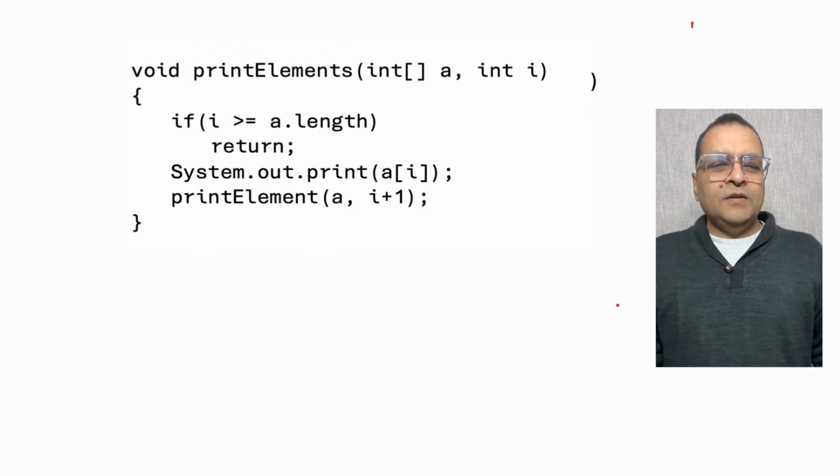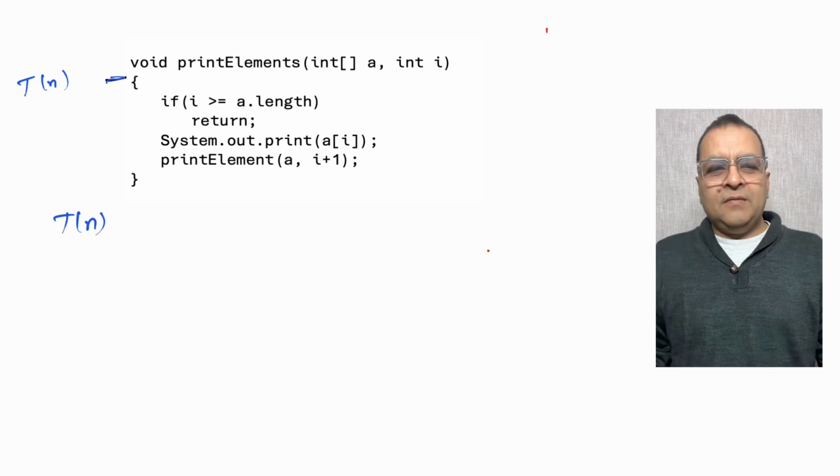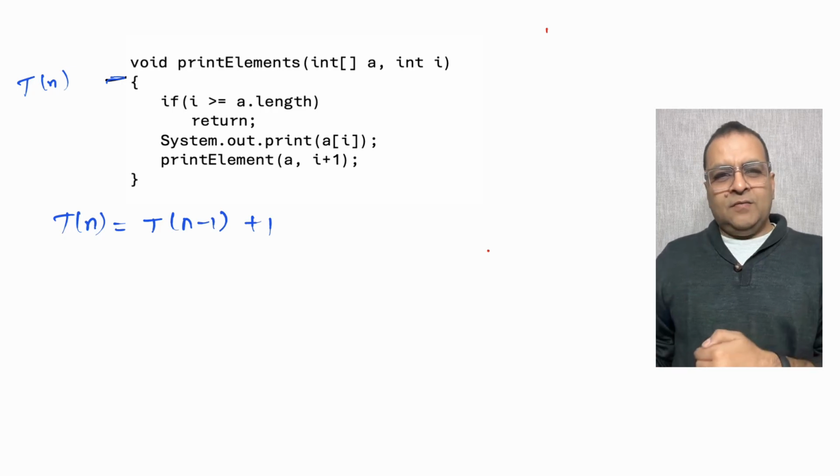This is a Java code which will print all the elements of the array. What will be the recurrence equation for this recursive function? If the time taken by this function is assumed to be Tn, we can say that time taken by the function for an array of length n is equal to time taken by the function for an array of length n minus 1 plus some constant.